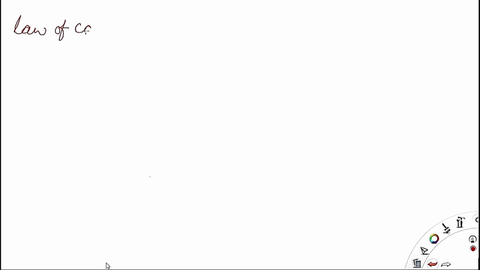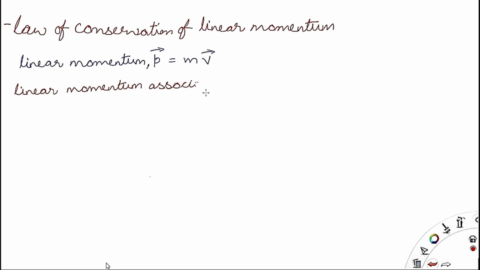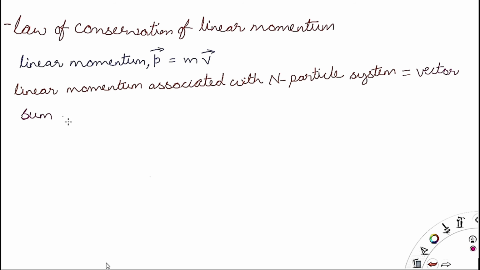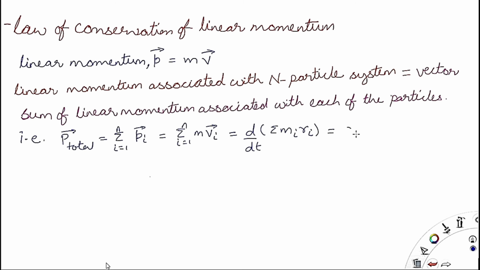Now, the law of conservation of linear momentum. The law of conservation of linear momentum is an extension of Newton's second law, or first law, because if the system is in inertia, F external is equal to 0, so linear momentum is always conserved. Because velocity is constant and mass is constant, linear momentum is constant.